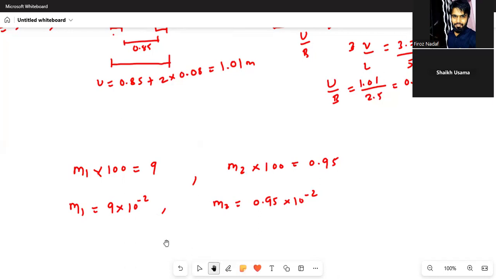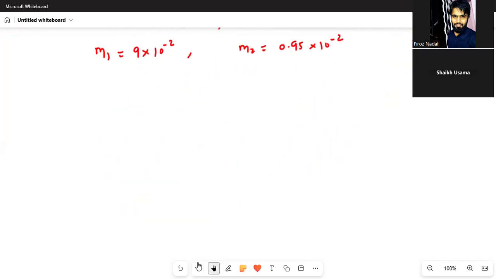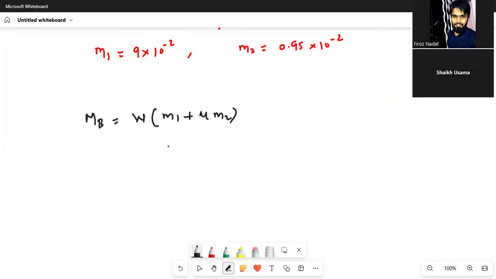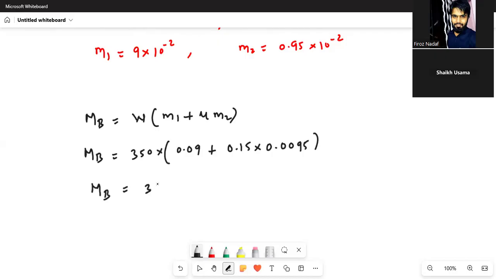Okay. So now we can use the formula and calculate the MB and ML values. MB equal to W into M1 plus mu M2. So MB equal to 350 kilonewton into M1 is 0.09 plus mu is 0.15 and M2 is 0.0095. So you are getting MB equal to 32 kilonewton meter.